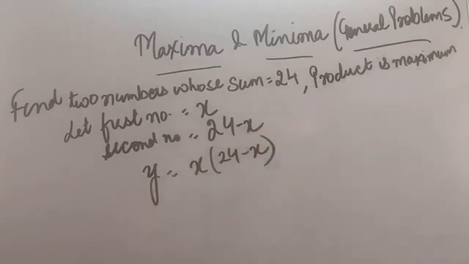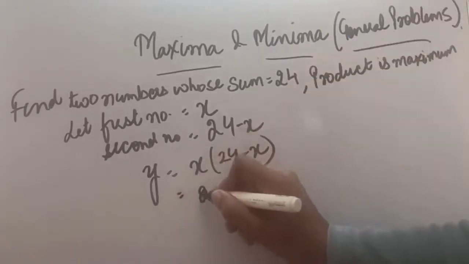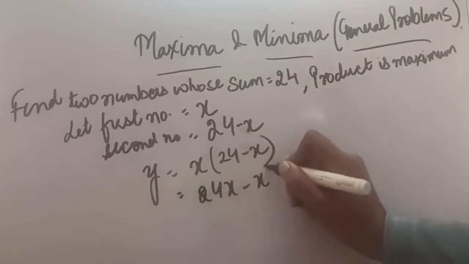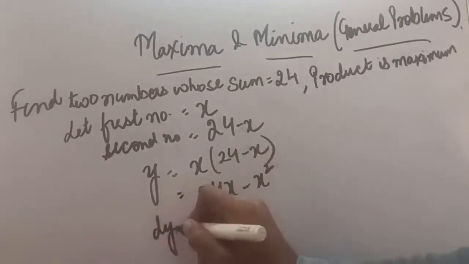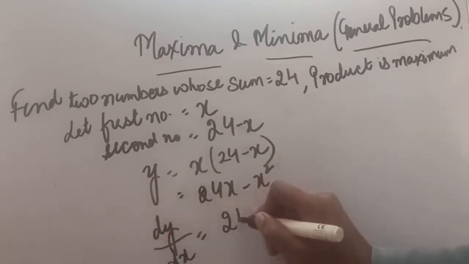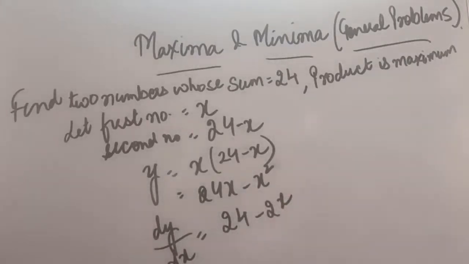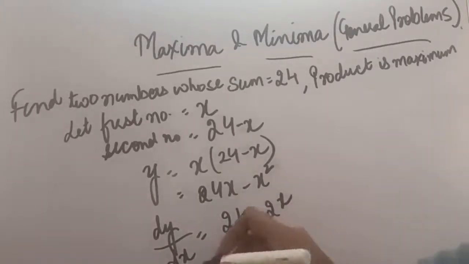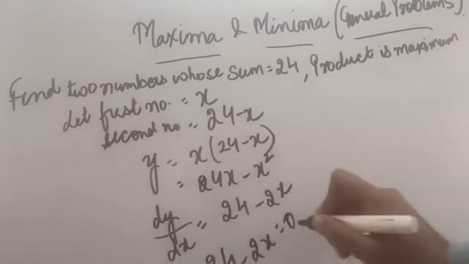So if we have to go with maxima and minima, what we can do is open these brackets first to ease the calculations. It will be like this. In the first method, I am applying the first derivative test. So we have to take the derivative. The derivative of this will be 24 minus 2x. The next step is putting the derivative equal to 0. So 24 minus 2x is equal to 0.